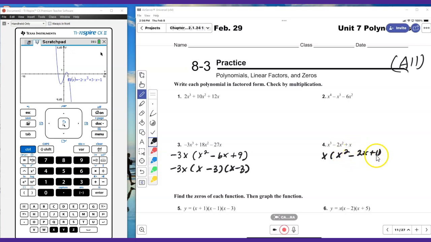Now you can factor this. You look at 1. What are two factors that give you 1 and add to give you negative 2, which is negative 1 times negative 1. So it's x, parentheses, x minus 1 times x minus 1.